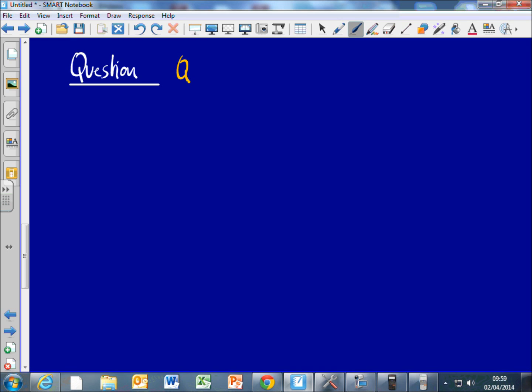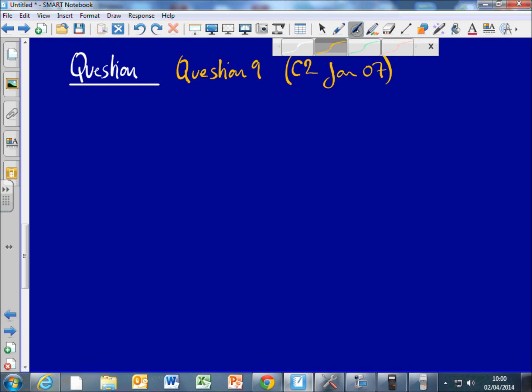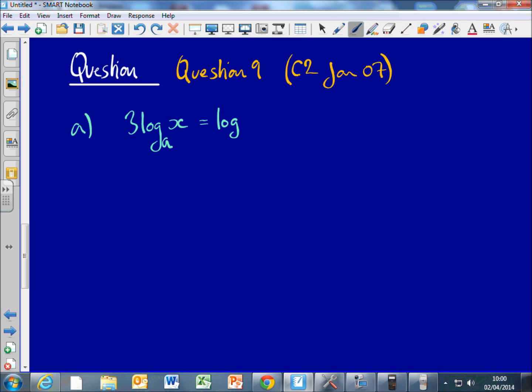So this is going to be question 9 from the C2 exam, Jan 07. And for part A it says, solve the equation 3 log to the base a of x equals log to the base a of 8. So what do you think we do with that? It's worth 2 marks.